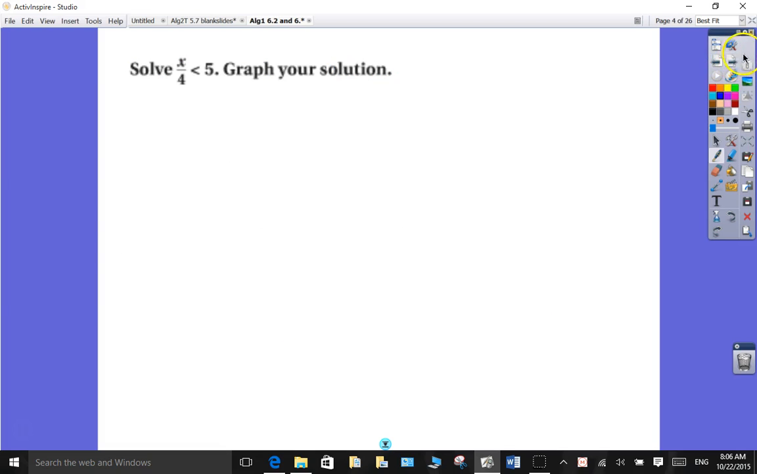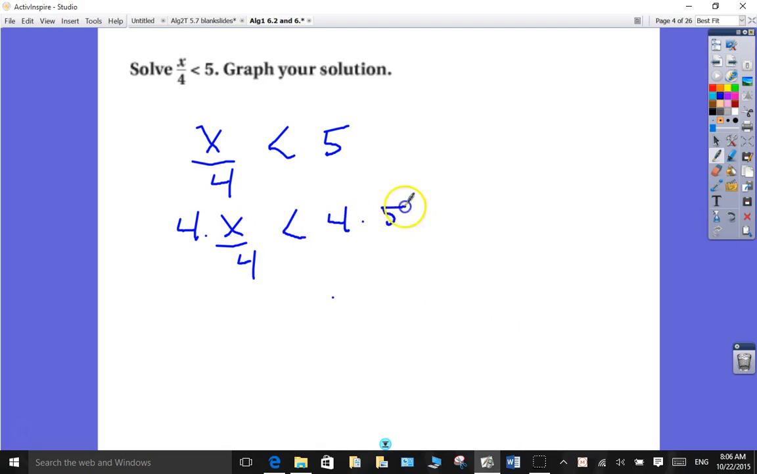Okay. So first problem. X over 4 is less than 5. Isolate the variable by doing operations to both sides. What operation are we going to do? Multiply by 4. Right? So 4 times x over 4 is less than 4 times 5. 4's cancel. That's why we did it. X is less than 20. Graph your solution.